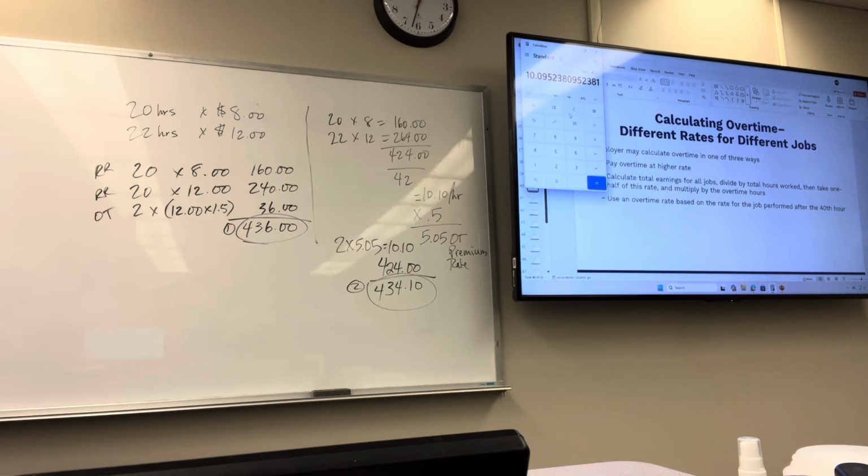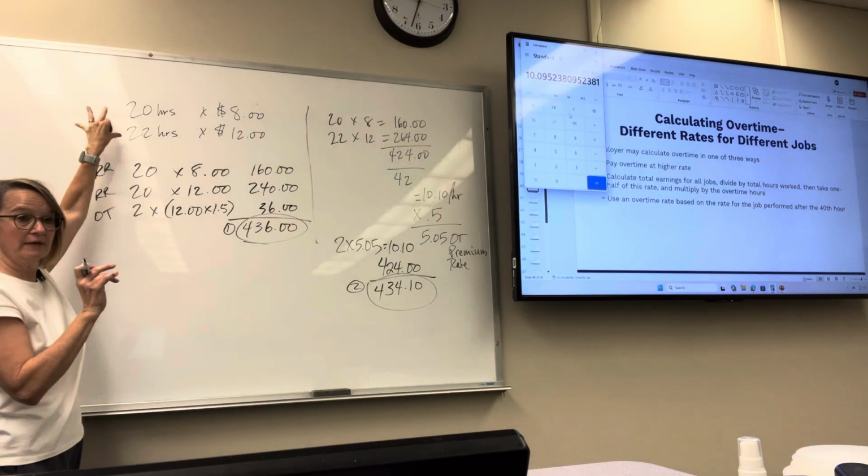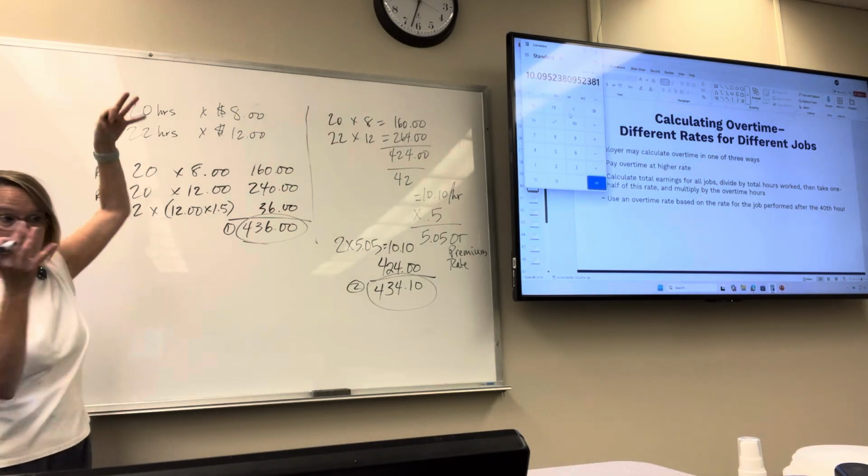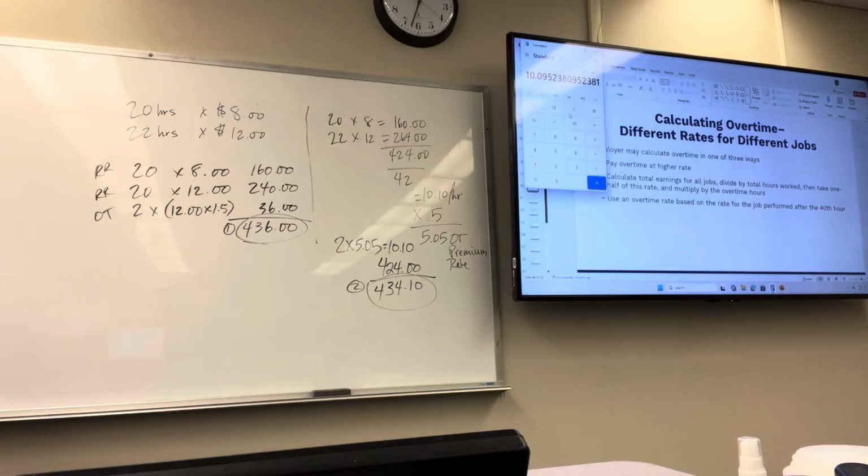I know. The correct term is weighted average. So yes, the problem says averages. Yeah, exactly. So it's weighted average. It's weighted because we had more hours at that higher rate. So it's taking into account the number of hours that we worked at each of those rates. So that's the second option.